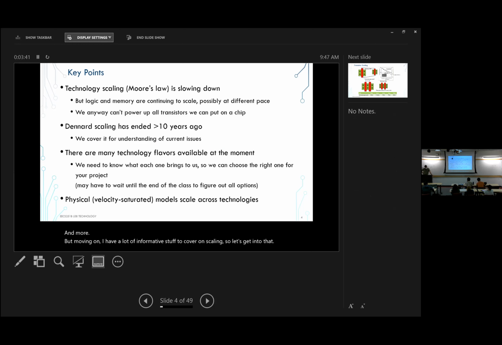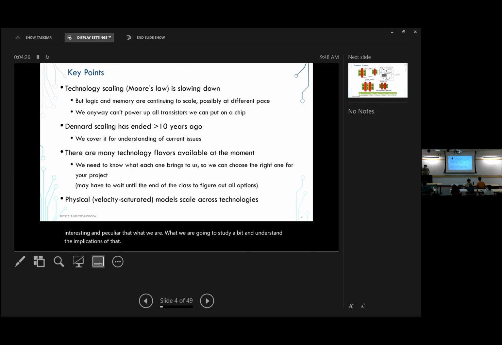Some of the key points that I'll try to convey in the next 75 minutes are about technology scaling. Moore's law is slowing down, but we're still continuing to see improvements in densities. Both logic and memory are continuing to shrink in size, but at different paces than they traditionally scaled at, and also at different paces from each other, which is kind of interesting and peculiar. We are going to study that a bit and understand the implications.